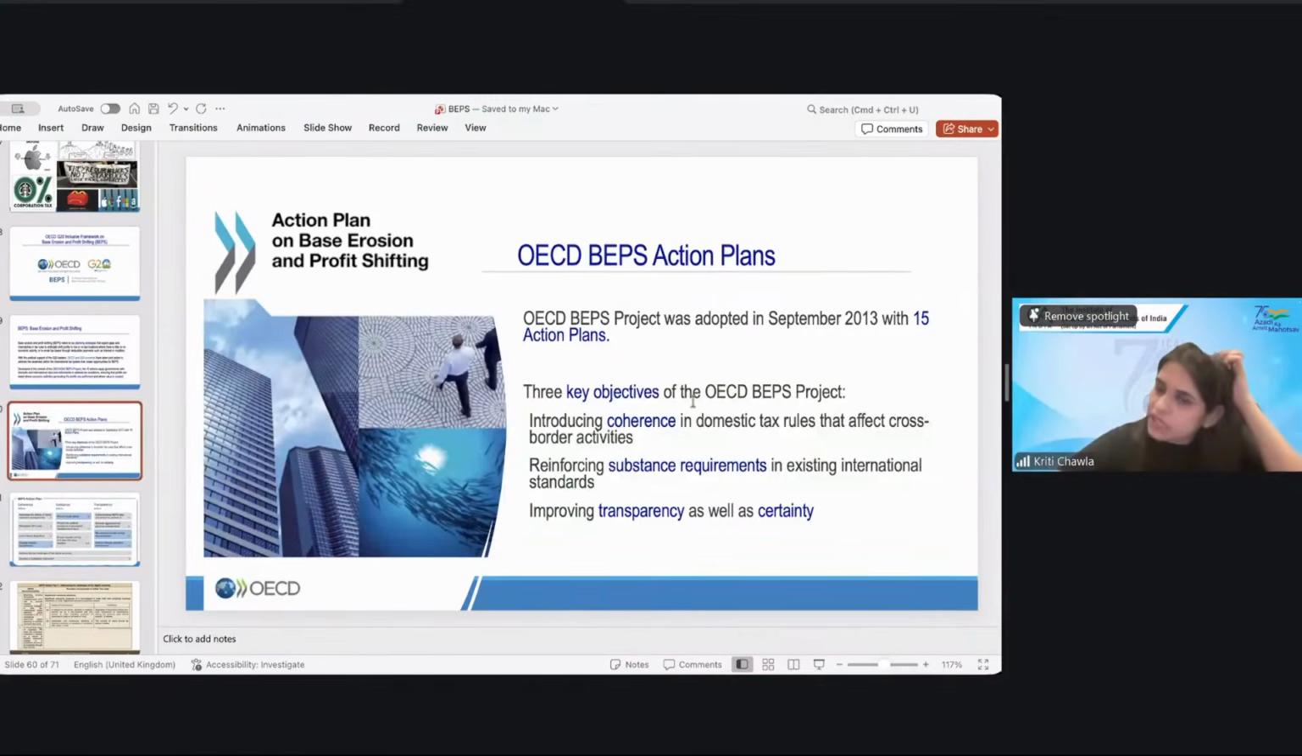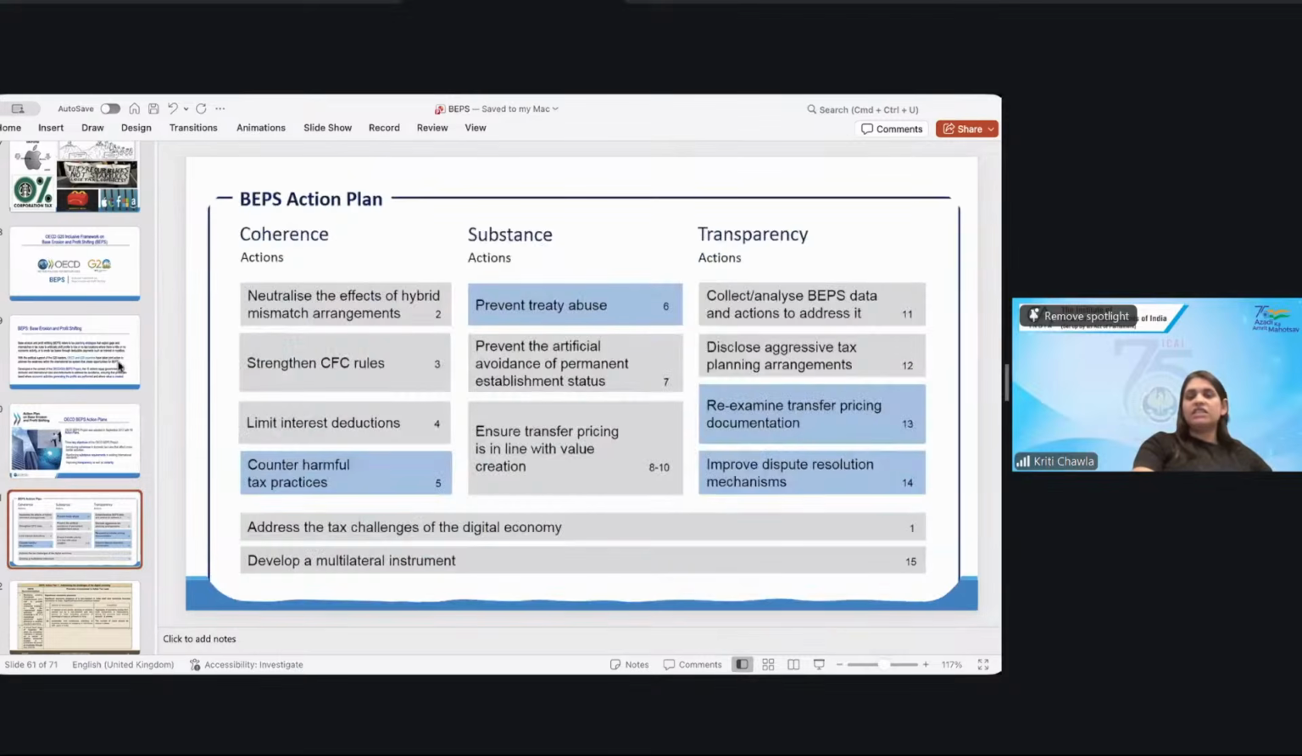But there were three key objectives of the BEPS project. One, they wanted to introduce coherence in domestic tax laws that affect cross-border activities. So there should be some level of coherence between the different domestic rules that you have. There should be a substance requirement, more like substance over form, in international standards. And finally, they wanted to improve transparency as well as certainty. So there should be tax certainty and tax transparency. This is the reason they devised a list of 15 action plans under these three objectives.